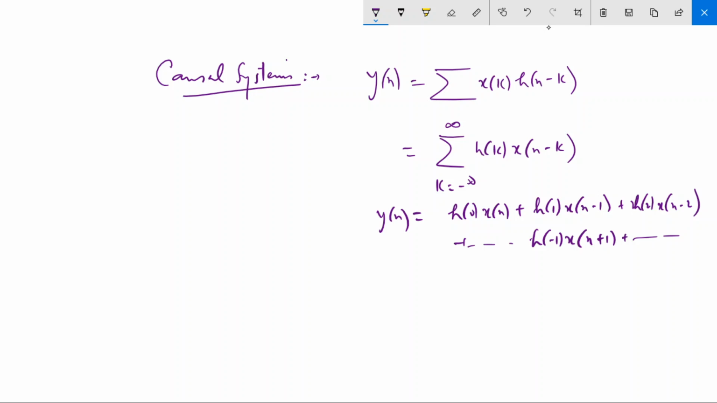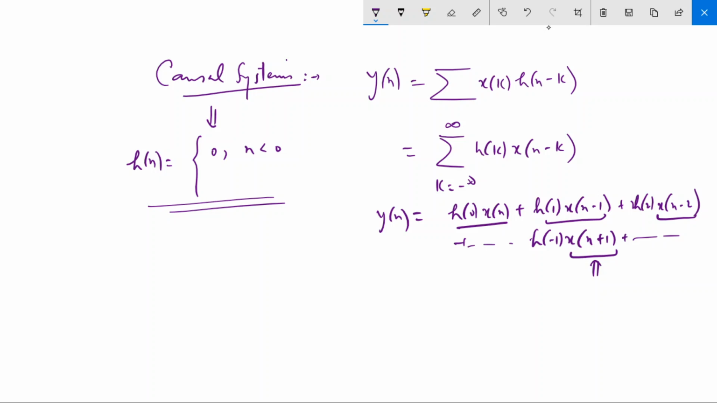Now for the system to be causal, it should depend upon the present input, that is x of n, or past input, that it may contain x of n minus 1 or x of n minus 2, x of n minus 3, but it should not contain x of n plus 1, which is the future value. Okay, it means that h of minus 1, h of minus 2, h of minus 3, everything should be 0 for n less than 0. So your impulse response should be basically 0 for n less than 0. This is the condition for a system to be causal.